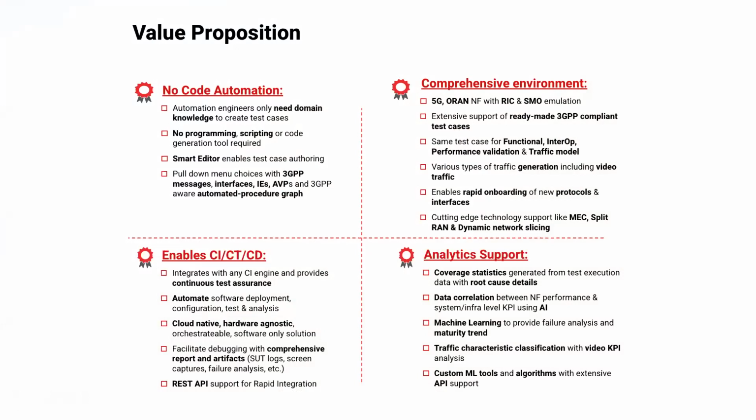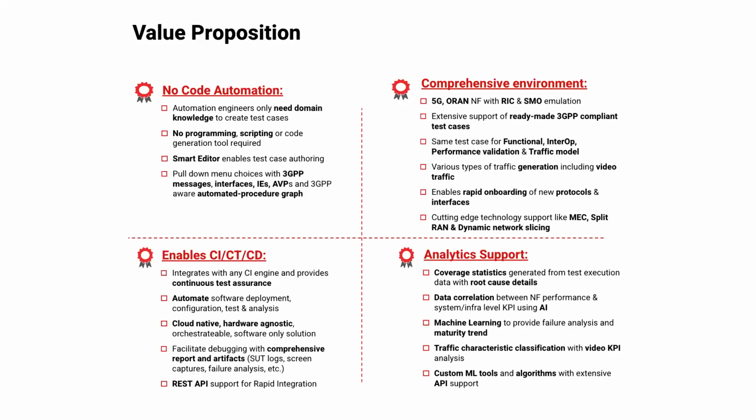All right, thank you. So now coming to the combined solution that we talked about with AMCOP and ABot. So what's the value proposition? The first one is that it's a no-code automation. The automation engineers only need domain knowledge. They don't actually need to code using any of the programming languages, and no code generation tool is required. There's a smart editor, which you saw in the demo, that enables you to author these test cases. And there are pull-down menus with 3GPP messages, interfaces, and so on, which you saw in the demo. So essentially, a lot of these tests can be run if you have the domain knowledge. You don't really have to be a programmer to run these tests.